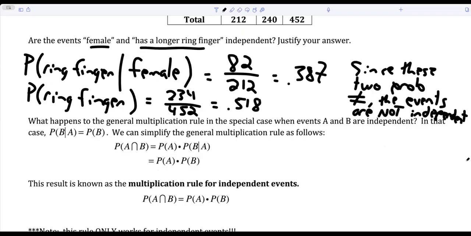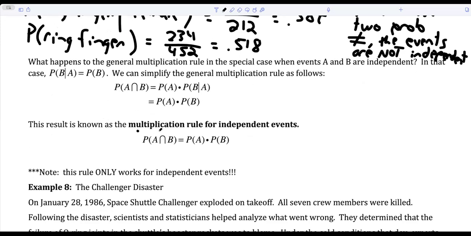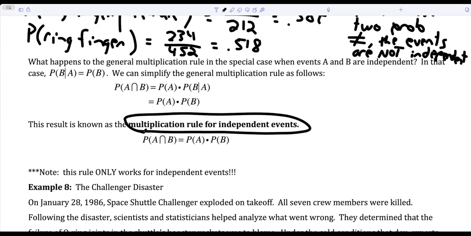And so that leads us to this rule. It is the multiplication rule for independent events. This only works for independent events, but it says the probability of A intersection B equals the probability of A times the probability of B. This must be true if the two events are independent.